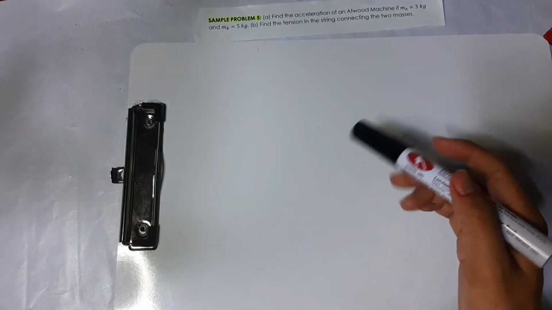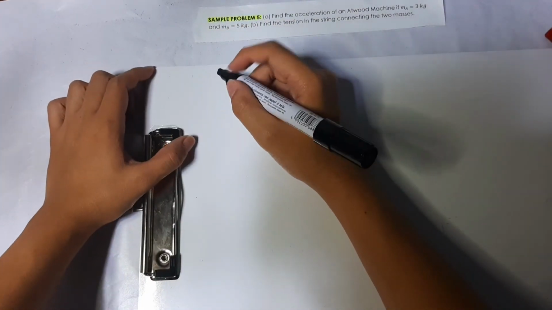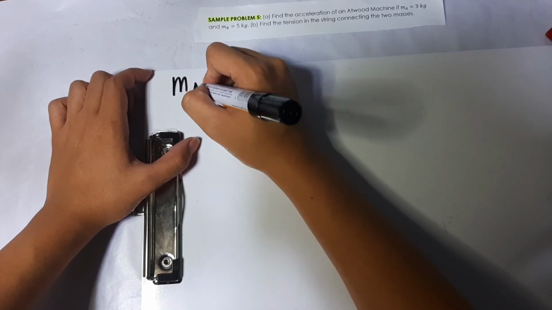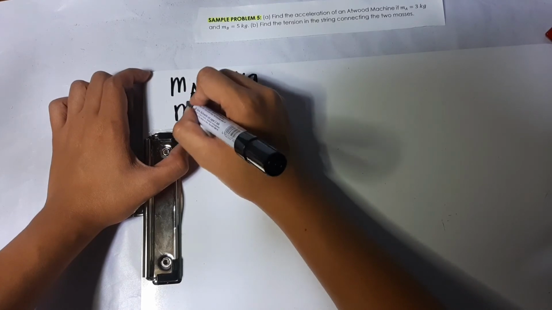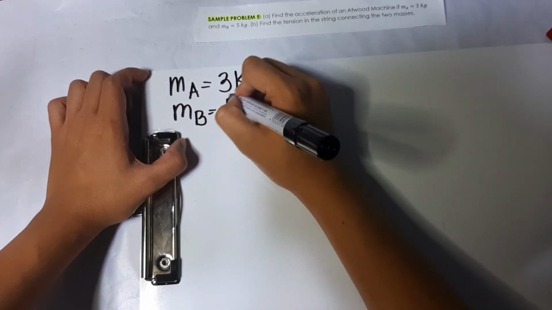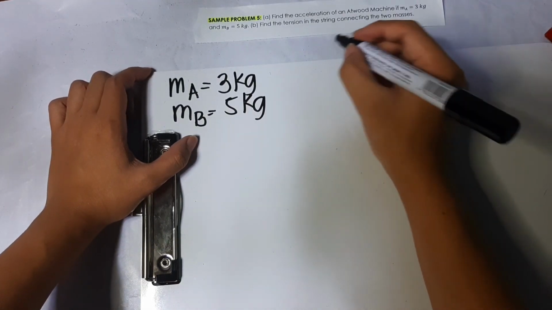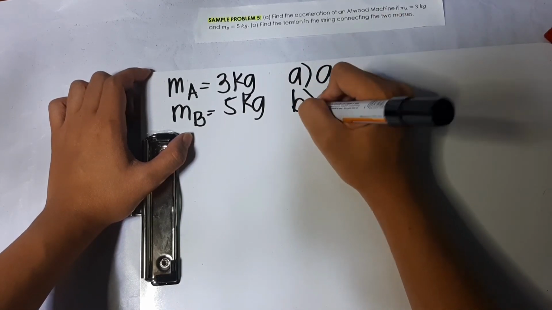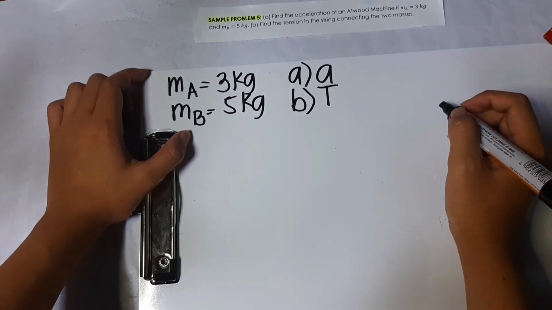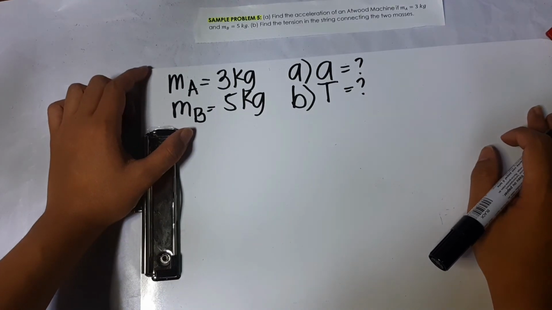Now, before we start solving, let's write first our given. You have there mass 1, or mass A, equivalent to 3 kilograms, and our mass B, which is equivalent to 5 kilograms. Now, the unknown from the problem is A, the acceleration, and B, the tension. So acceleration and tension are the unknowns of the problem.